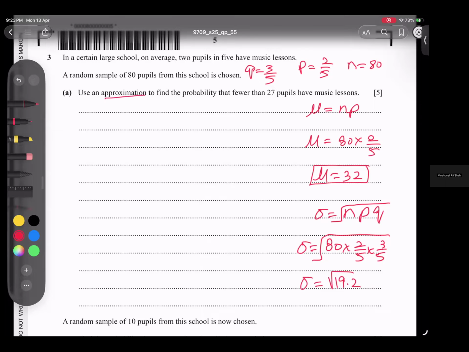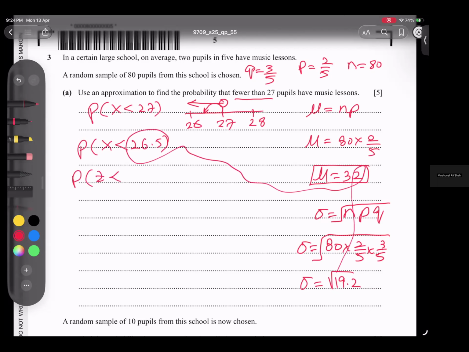And whenever approximation comes, students, we do continuity correction. But what is it? Fewer than 27. So fewer than 27 means less than 27. And what is the way of doing it? One number bigger, one number smaller, and for less than, we jump 0.5. So we say X is 26.5. So we take this one, and now students, I'm writing Z, and the value minus the mean, which is 32, over the deviation, which is root of 19.2.